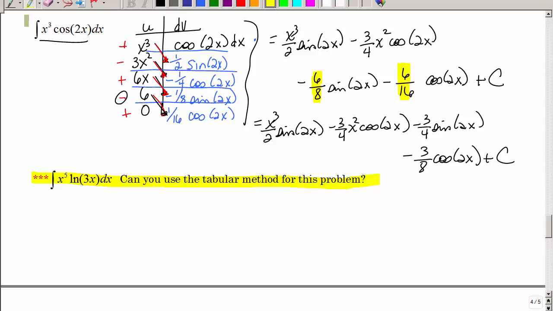But remember, the other part of the condition is that the second part is something that you can easily take the integral of. Well, we can take the integral of that, but it's like x minus a natural log of something. It gets messy. So the tabular method would not be good for this problem.